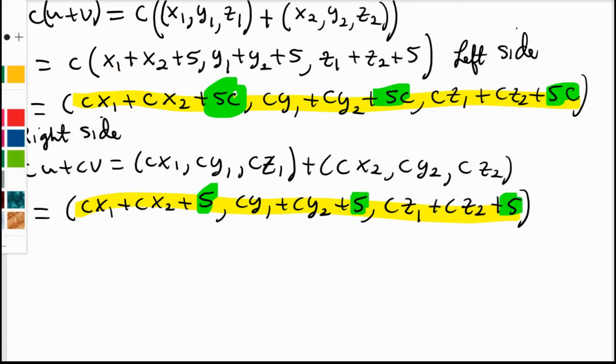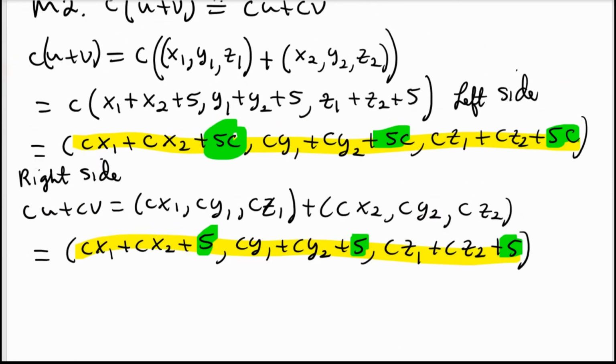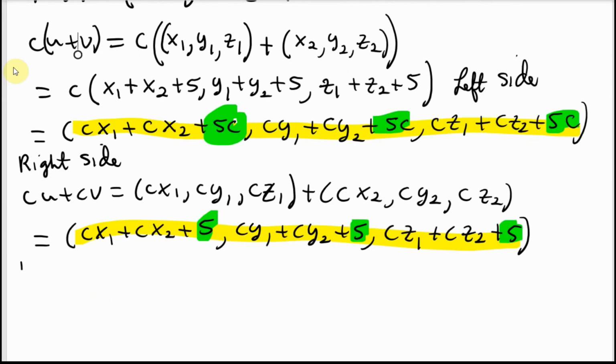So that tells us that, which one was that? M2 failed. So now M3, so we do the distribution of the scalars.